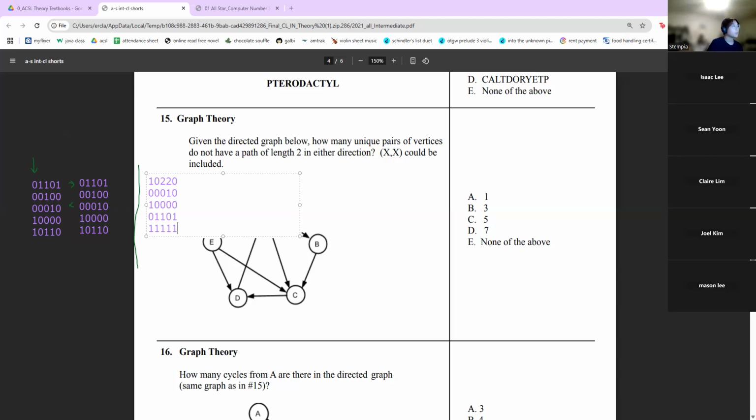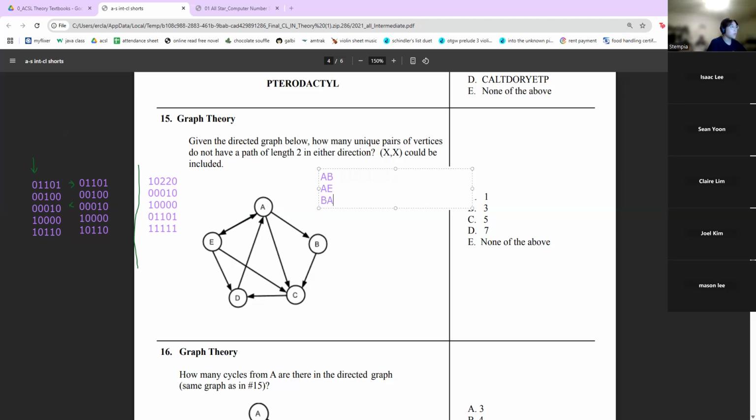Okay. Now this question is kind of weird. It says how many unique pairs of vertices do not have a path length 2 in either direction? So when we are concerning all of the paths that don't have a path length of 2 at all, right? Let's just go through them. Everywhere you guys see a 0, that indicates that there is not a path of length 2 in that specific direction. So in that first row, when we have 1, 0, 2, 2, 0, it's saying from A to B, there's no path length 2, and also from A to E, right?